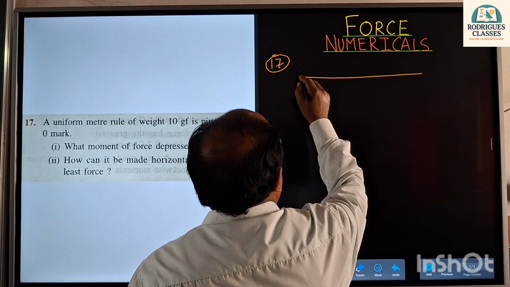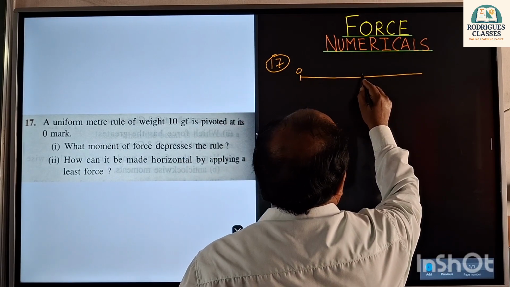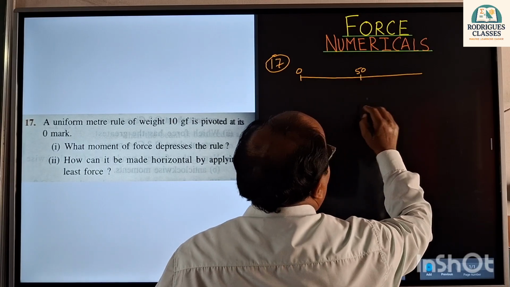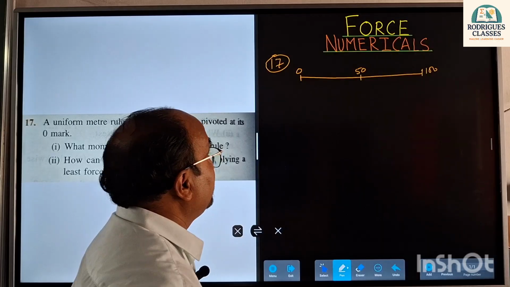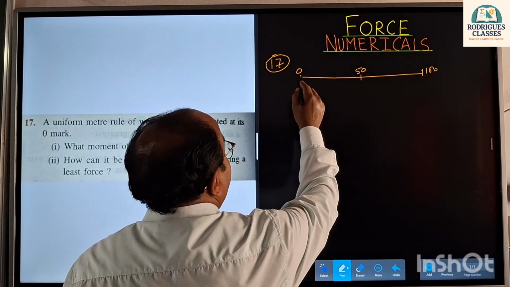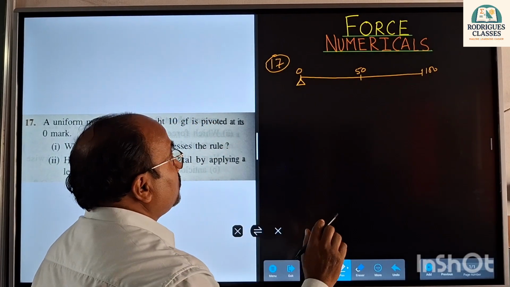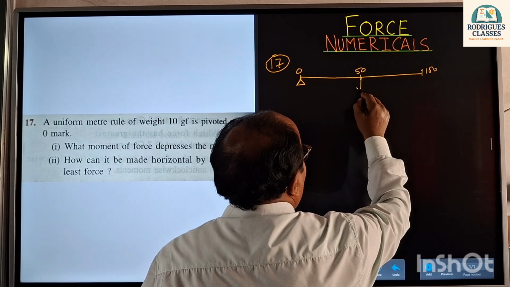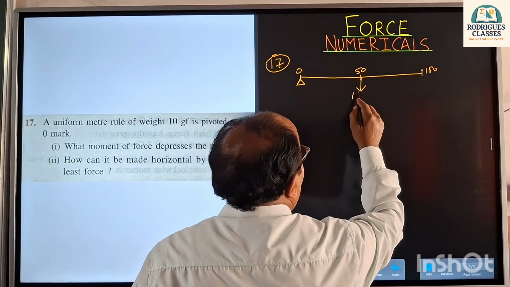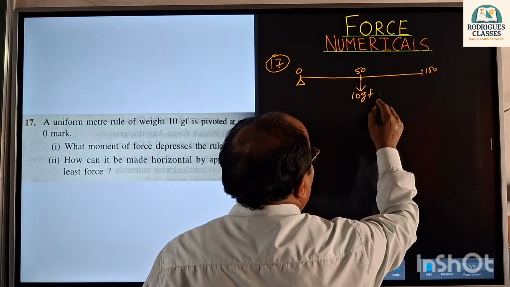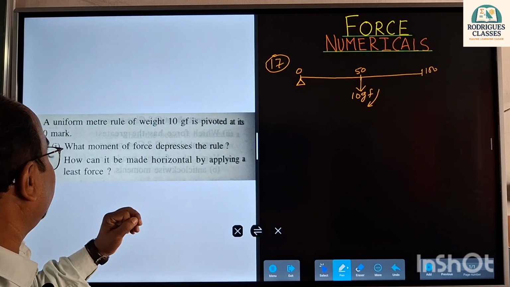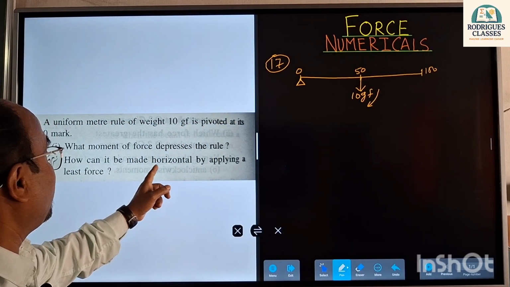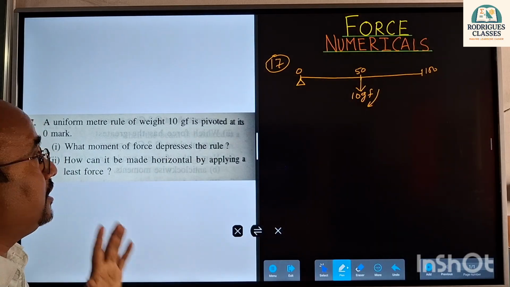So 0 is here, 50 is in the middle, and 100 is here at the end. The pivot point is at the 0 end. The weight of the rule, which is 10 GF, will be depressing it by turning it clockwise. And then it is also asked how it can be brought to horizontal by applying a least force.